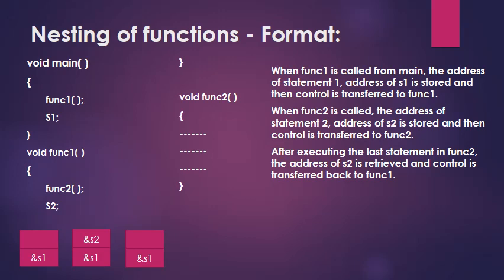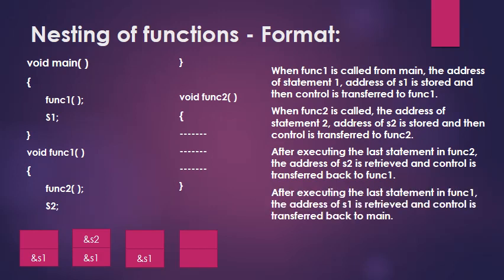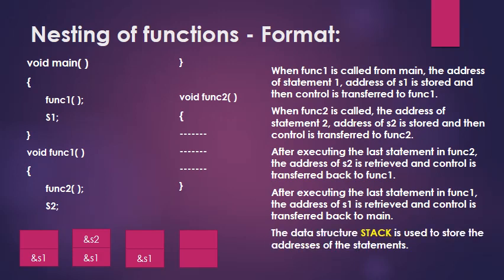Now in our data structure, only the address of s1 remains. So as a next step, after executing the last statement in function 1, the control will retrieve the address of s1 and the control will be transferred again to main. So this is the pattern that works. First the address of s1, on top of that the address of s2, and if there are any other function calls, their addresses keep getting stored one on top of another. When retrieving, it is done in the reverse pattern. This type of data structure is called a stack, right? You would have heard of a stack of plates, like arranging the plates one over the other.